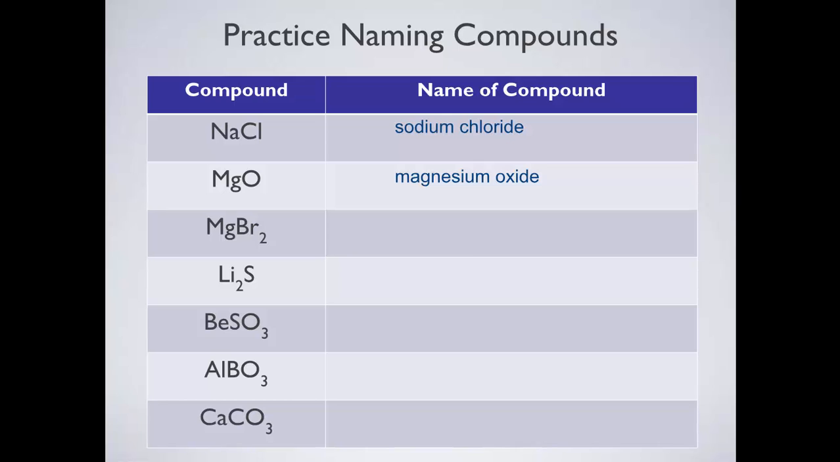How about the next one? Magnesium dibromide. Yep, magnesium dibromide. Why did you put di in front of it? There's two, because there are 2 atoms of bromine.